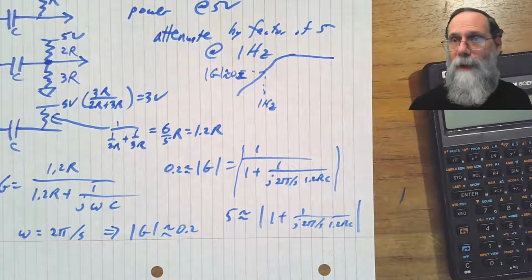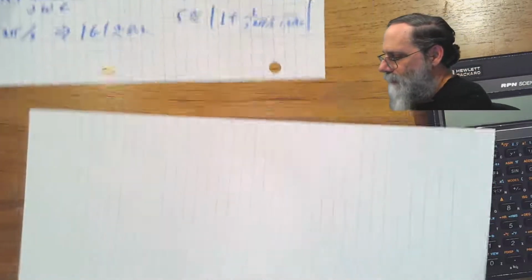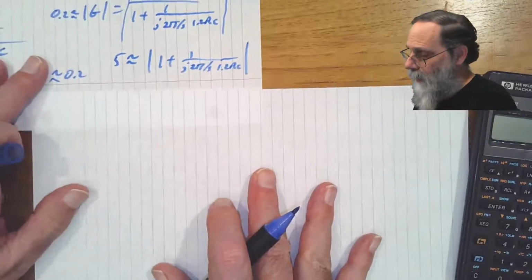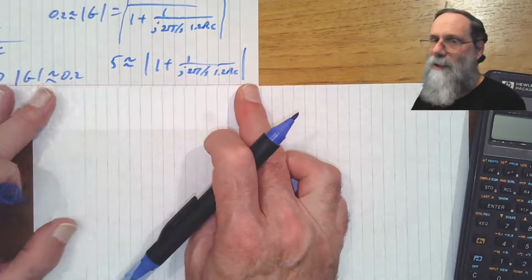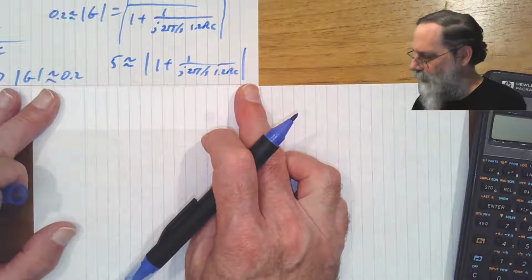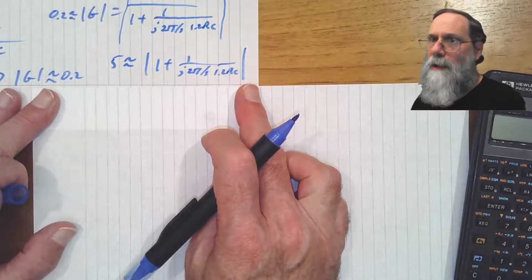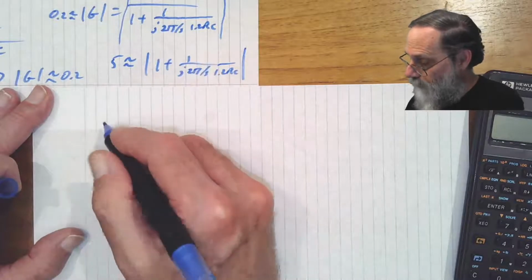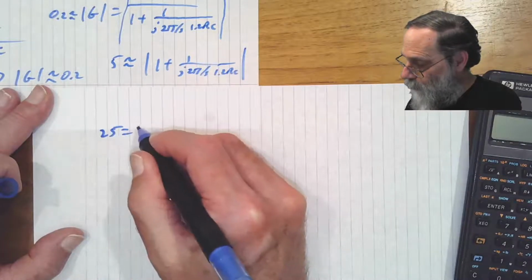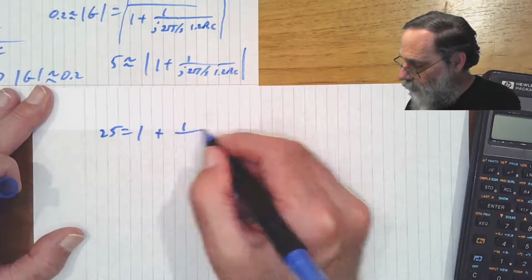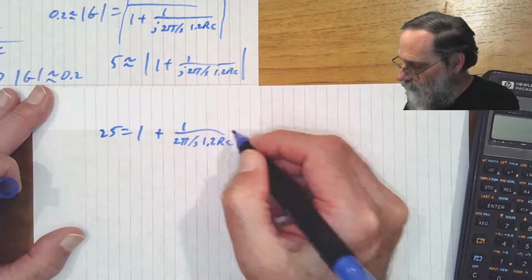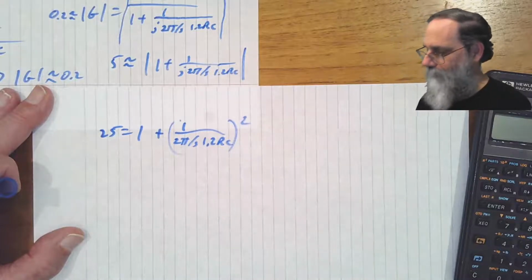And it looks like I'm running out of paper here, so let's start over again with another piece of paper. Magnitude of this thing. A little bit messy to work out. Let's apply Pythagoras' rule. 25 is equal to 1 plus 1 over 2 pi per second, 1.2 RC squared.